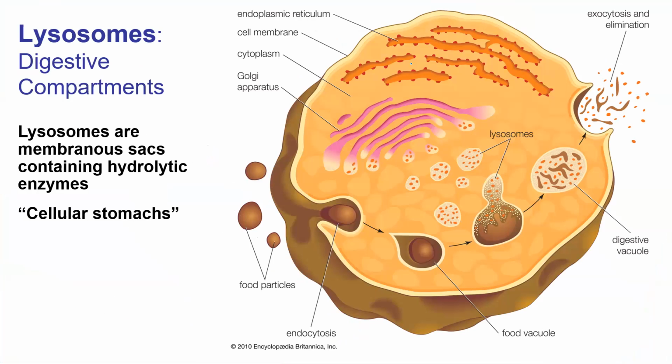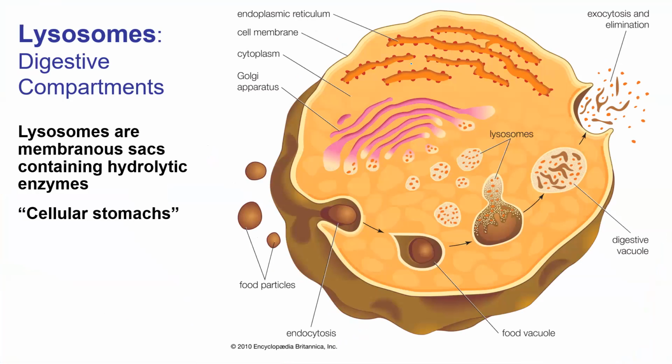Okay, let's talk about the lysosomes. Lysosomes are important as digestive compartments. You can think of them as cellular stomachs. They actually contain enzymes like your stomach, and they contain acid just like your stomach.